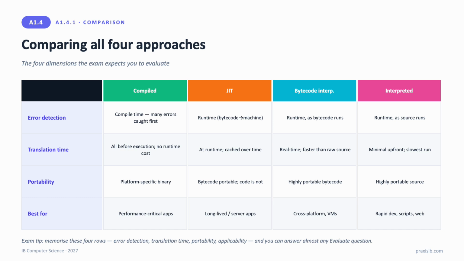So learn these 4 rows. They are error detection, translation time, portability, and applicability. With them, you can answer almost any question on this topic.